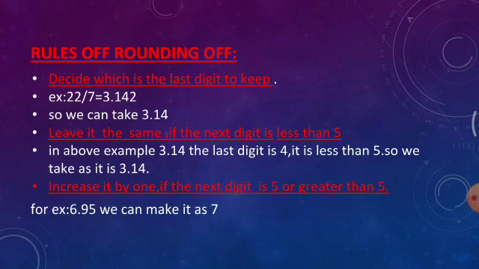I am repeating this again. There are 3 rules for rounding off numbers. First one, decide which is the last digit to keep. That means after the decimal, we first have to decide how many digits we want. If the next digit is below 5, we just keep it as it is. If it is 5 or more than 5, we just add 1 to round it.